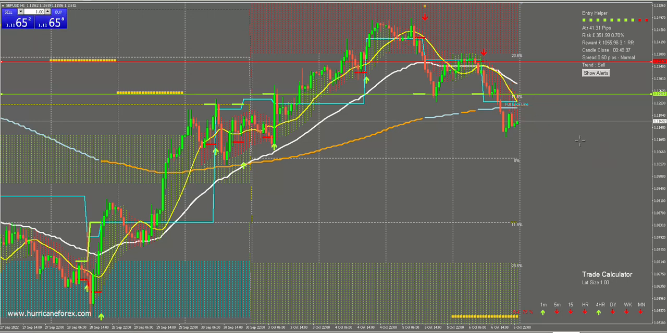Now, non-farm payrolls tomorrow, so anything can happen. Probably sit here doing nothing. So again, that's the thing about the Hurricane Forex indicator. It shows you a lot of stuff. It's not going to stop you from making silly mistakes like I did today. I took a trade I shouldn't have.